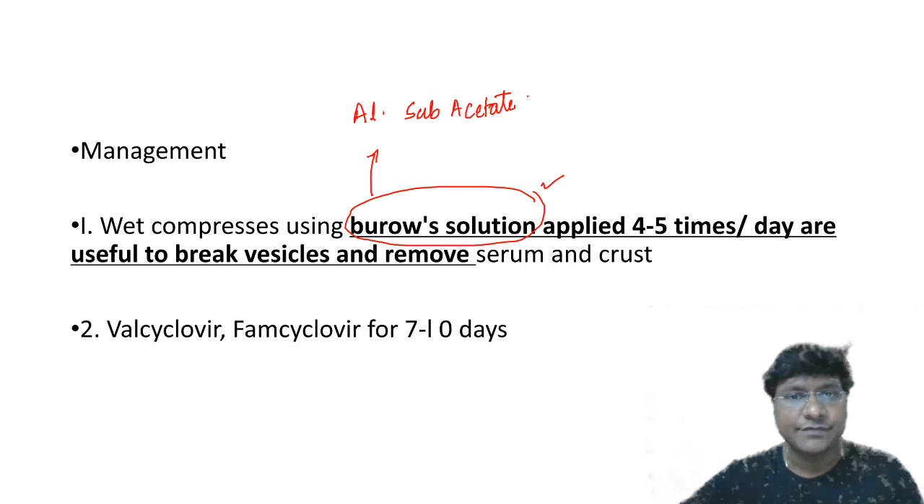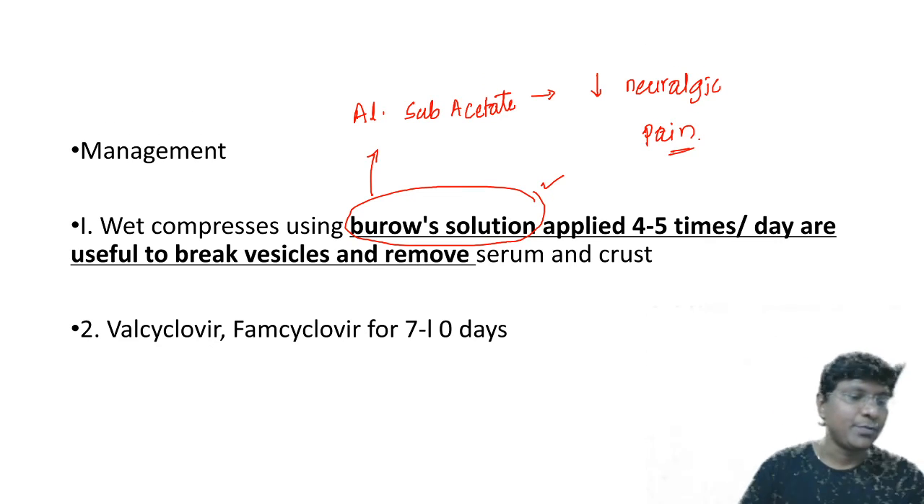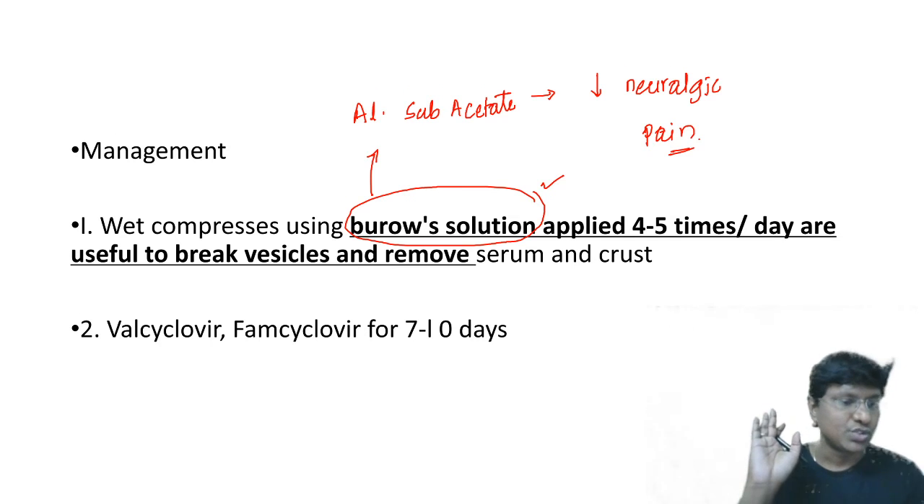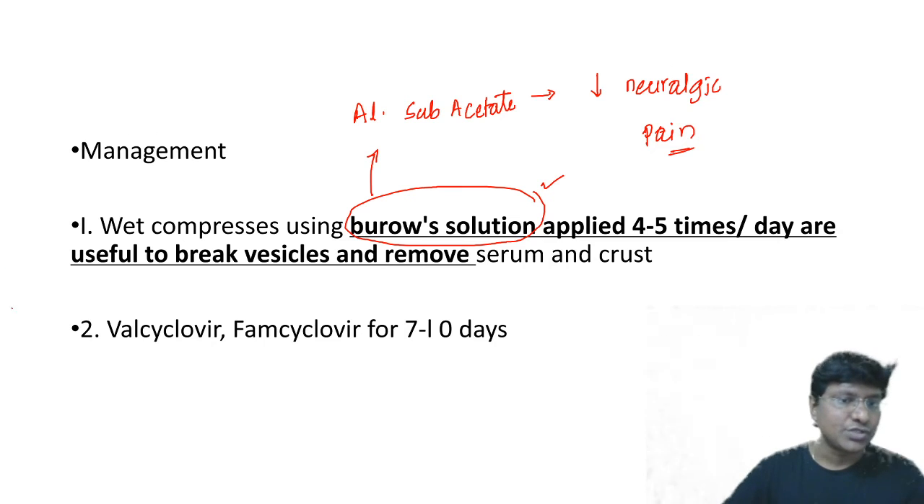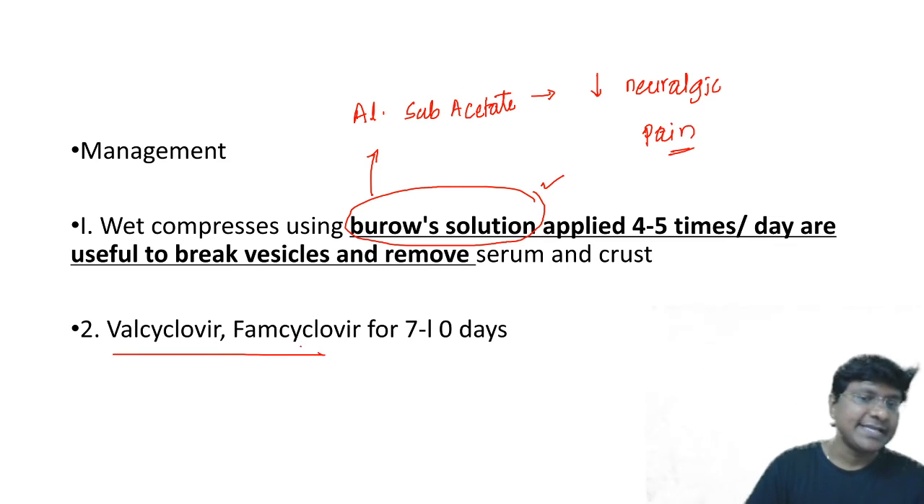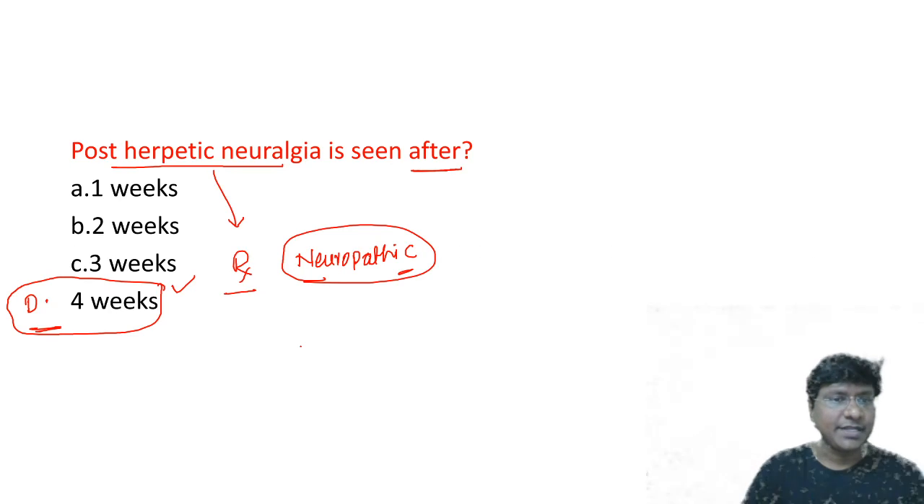Now the advantage of this solution is that it will reduce the neuralgic pain. That is a very important point. The name of the solution is Burroughs solution. What is the content in that? Aluminium subacetate. Apart from that, you also need to give antiviral drugs, that is valacyclovir or famciclovir, for 7 to 10 days. But symptomatic management is very important in this patient because the individual is very worried about that burning type of pain. So that is about post-herpetic neuralgia, which is seen after 4 weeks.